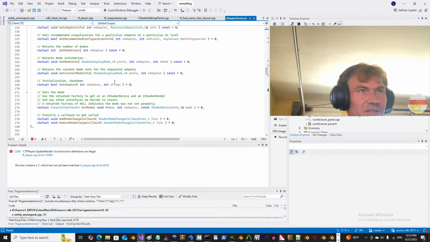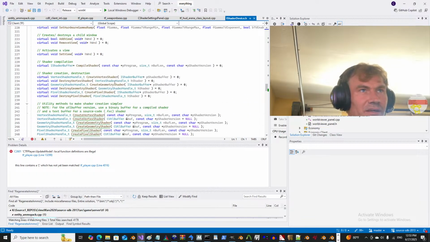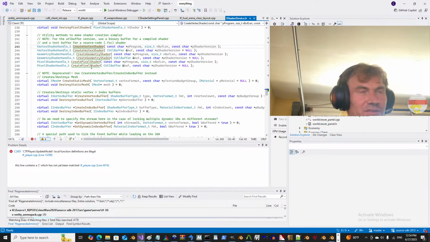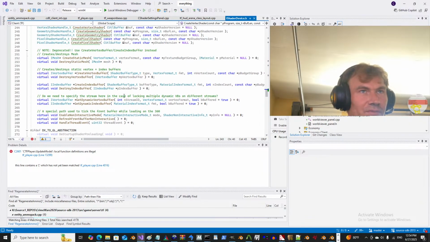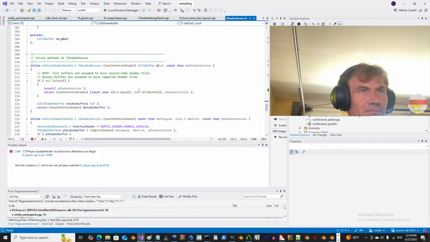Yeah, this is the iShader device thing I kind of spewed from the AI. But it has most of the basics. It has shader compile, geometry shader even, create vertex shader. So it's kind of like your normal shader class in OpenGL, in a sort. Does some buffer stuff, util buffer.